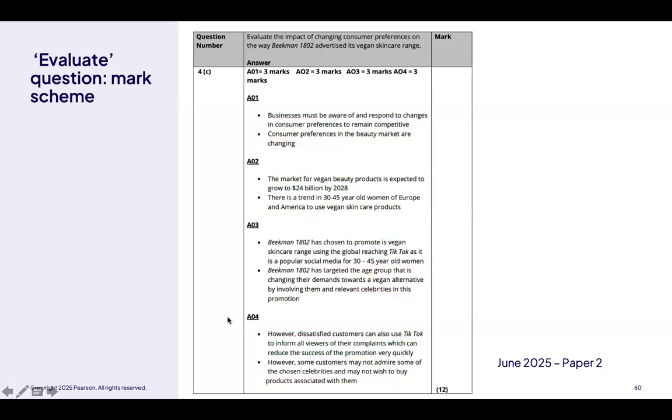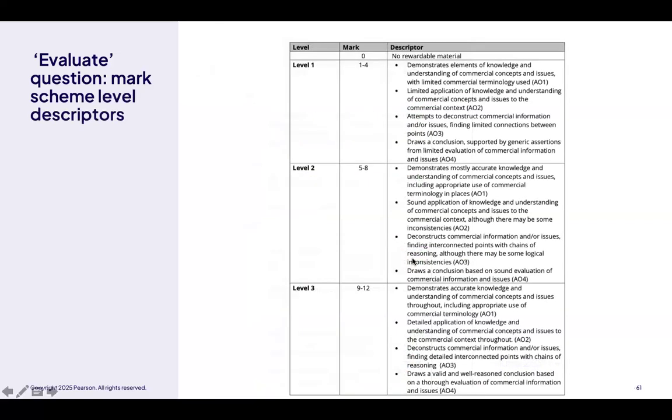So can we have a look at the level descriptor now then? And again, this should by now be looking very familiar. What we have in these 4 bullet points are all of the assessment objectives. So if I look at level 1, here we have AO1, AO2, AO3, and AO4.